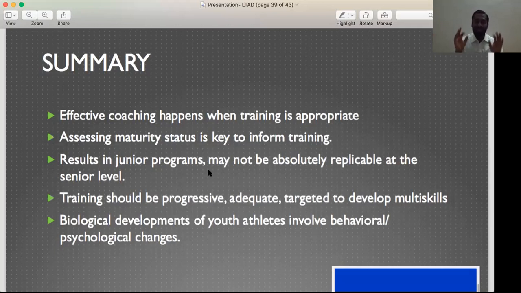We need to ensure that every single component of the physical and motor skills development is taken care of while the child is taking up a sport. And biological developments of youth athletes are not just physical, but they could also involve behavioral, psychological changes. So please be sensitive that it's not just the physical loading, it could be an emotional or psychological barrier also, which is causing some trouble in the overall program for an athlete to be able to compete to the best of his capacity or even participate to the best of his capacity.